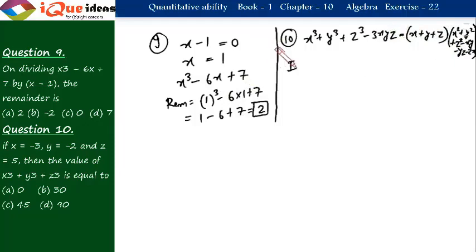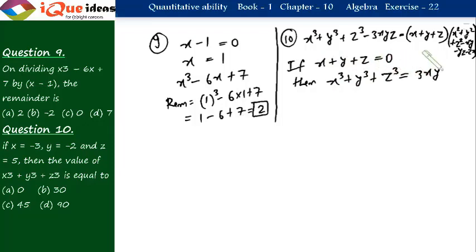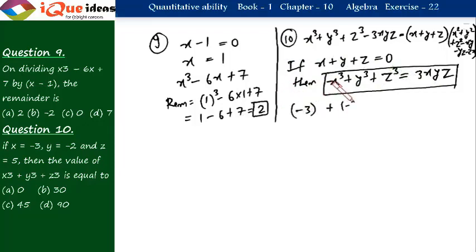Now here, if you see, if x plus y plus z becomes 0, then this whole right hand side becomes 0. Then clearly x cube plus y cube plus z cube will become equal to 3xyz. Right? So if x plus y plus z is 0, then x cube plus y cube plus z cube is equal to 3xyz. Here x is equal to minus 3, y is equal to minus 2, and z is equal to 5.